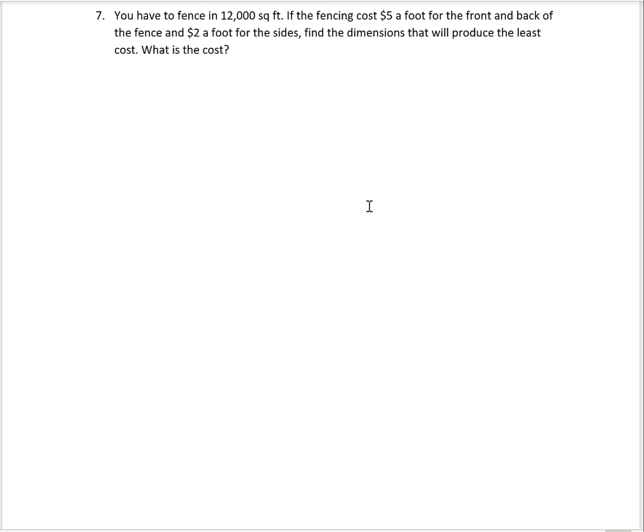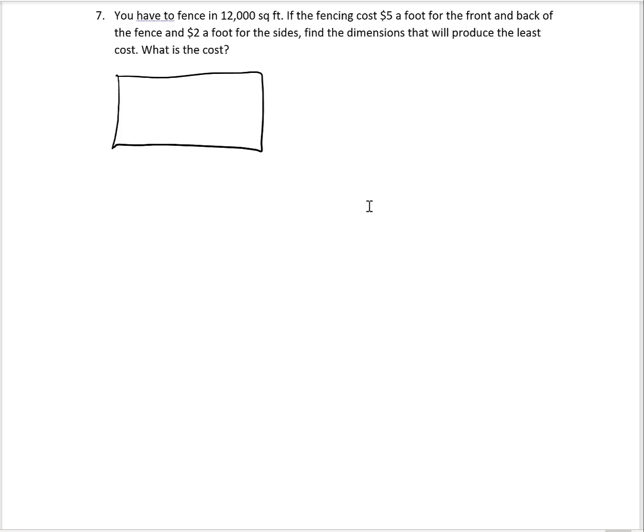Here's the last one that we're going to do for this series of videos. You have to fence in 12,000 square feet. If the fencing costs $5 a foot for the front and the back and $2 a foot for the sides, find the dimension that will produce the least cost. What is the cost? So let's assume that this is rectangular.